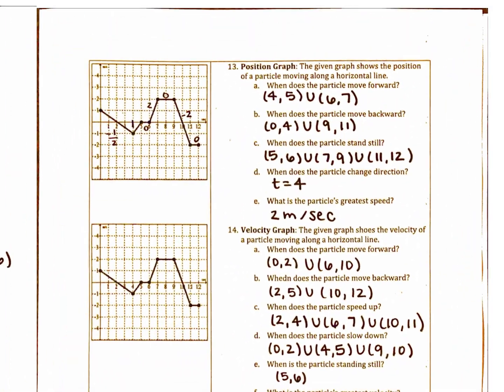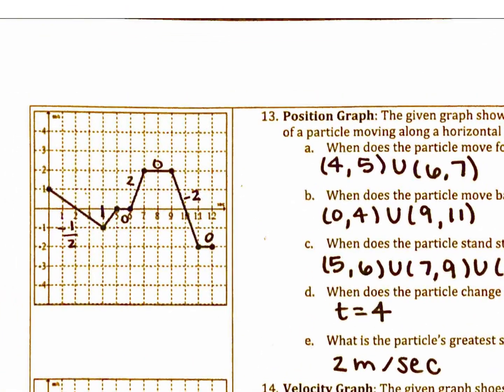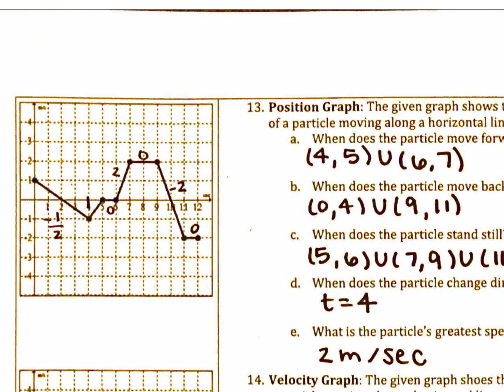All right, last and final one. We're given a position graph. Position graph means we're going backward, then we switch to forward, then we stay still. Then we move forward, stay still. We go backwards and stay still.